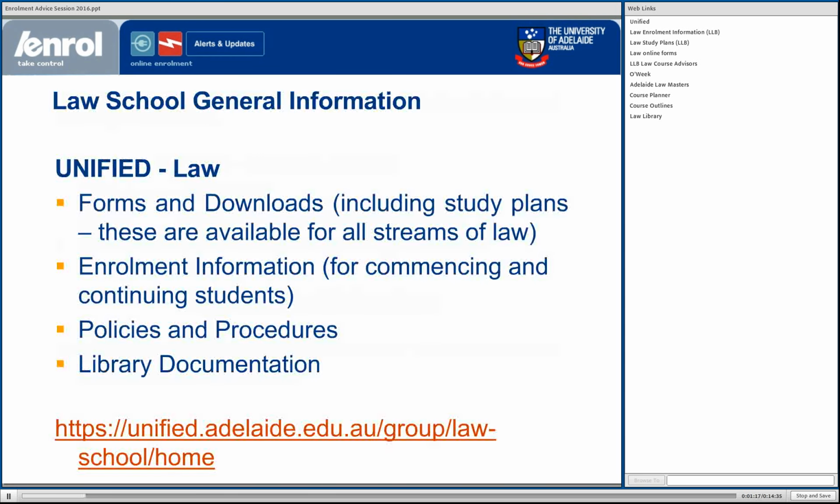Alright, so just some general information for enrolment. We have a unified page where you'll be able to find all the information that you'll need: forms and downloads, some enrolment information, policies and procedures, and library documentation. Once you've got your password and access to get in, you just go to Campus Life and Law School and you'll be able to access all that information.